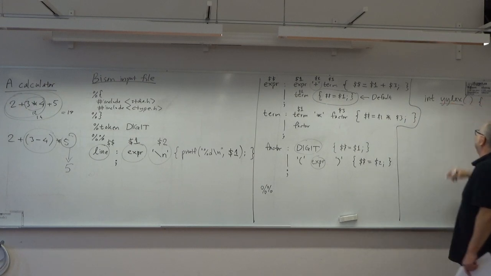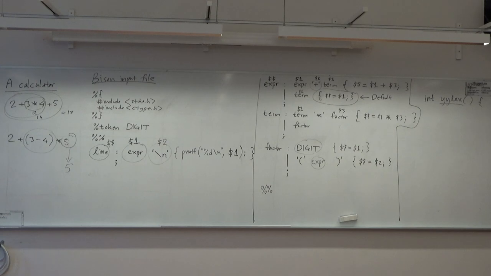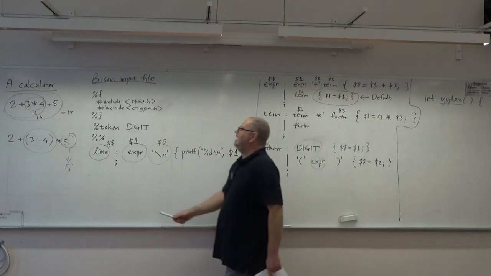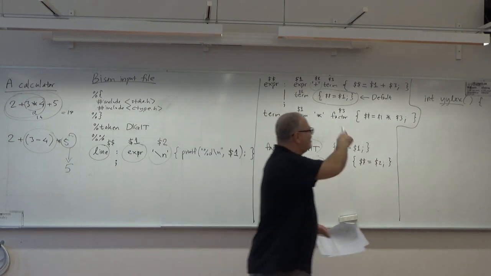Why yylex? Because Bison assumes that the scanner is called yylex. Y for Yacc, and lex for lexical analyzer. When the Bison parser needs a new token, it will just call yylex. And yylex will read the input, normally from standard input, and analyze it and return the token. There is a variable called yylval, which stands for Yacc lexical value, where we will put the actual value 5 in this case. But let's write this complete scanner.